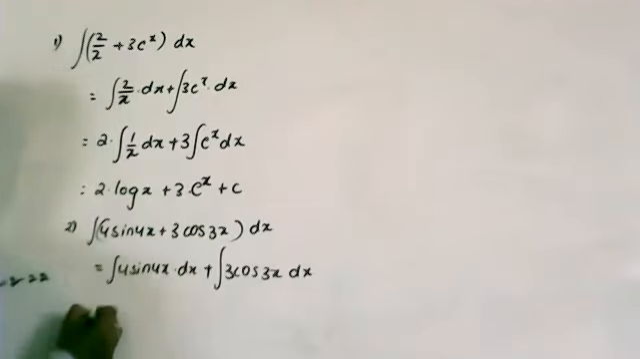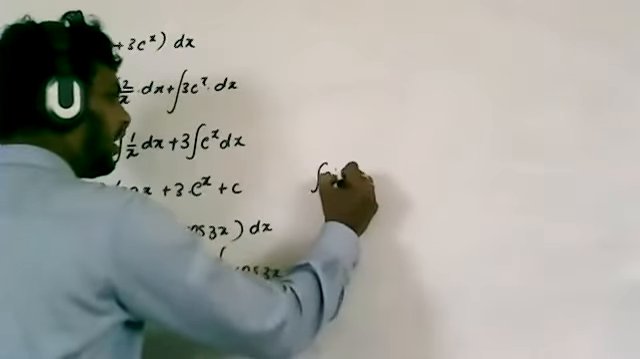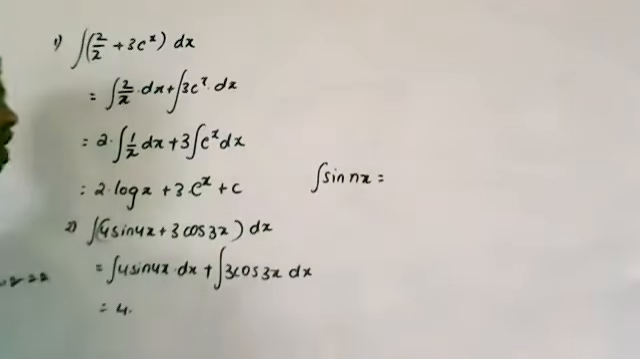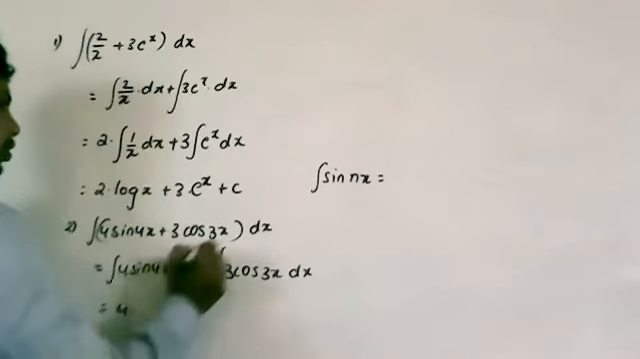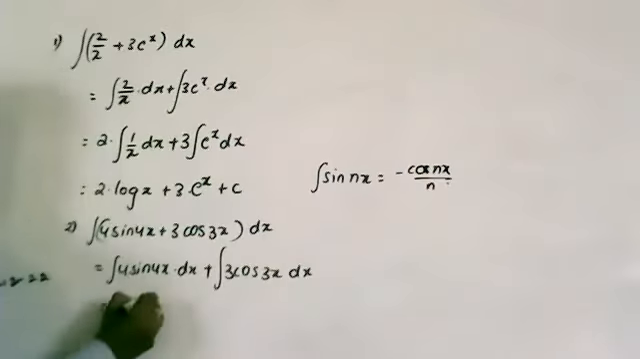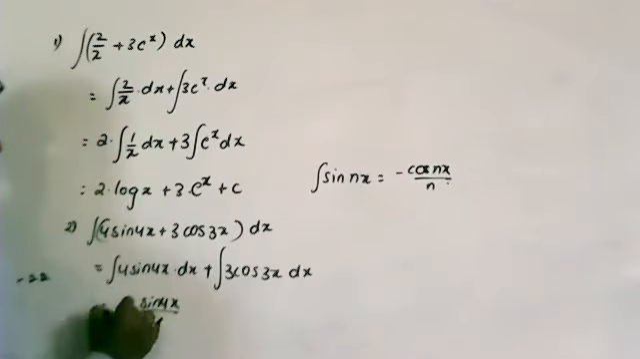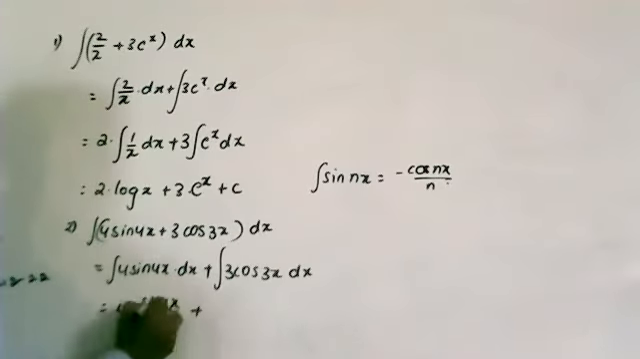So that is 4 into integration of sine 4x. Remember the integration of sine nx formula we discussed in the last class. What is that formula? Minus cos nx by n. Therefore this is minus cos nx by n. Therefore this can be written as sine 4x by 4. Now cancel 4 and 4. Minus cos.